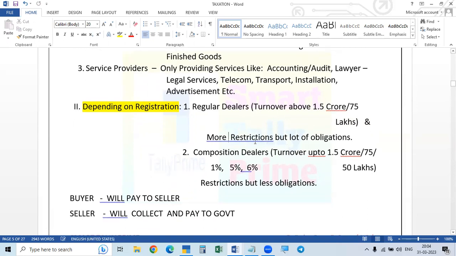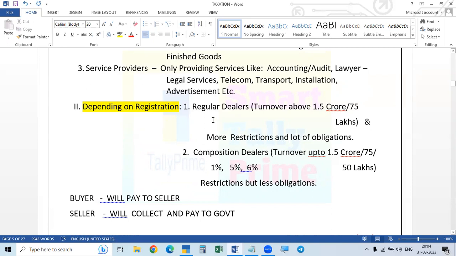In the case of regular dealers, there will be more restrictions and a lot of obligations also. So what are the obligations and the restrictions or rules and regulations relating to regular dealers?